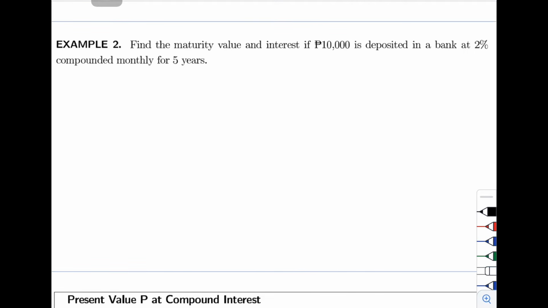Find the maturity value and the interest if 10,000 is deposited in a bank at 2% compounded monthly for 5 years. So, dito guys, ang pinapahanap sa atin is the maturity value o yung F and the interest.